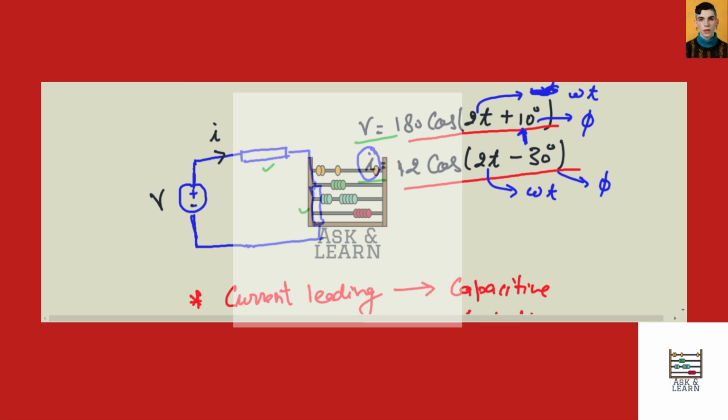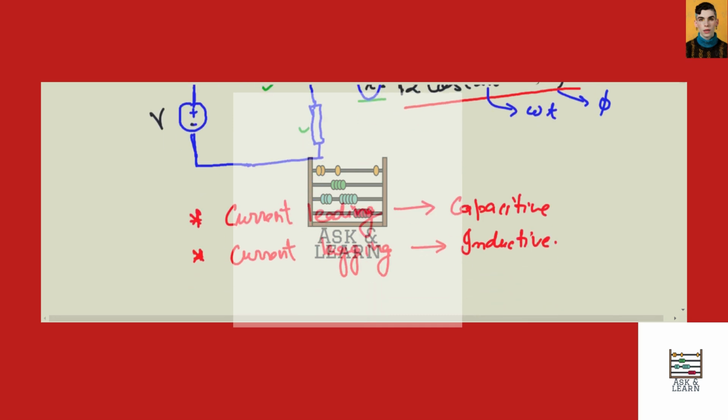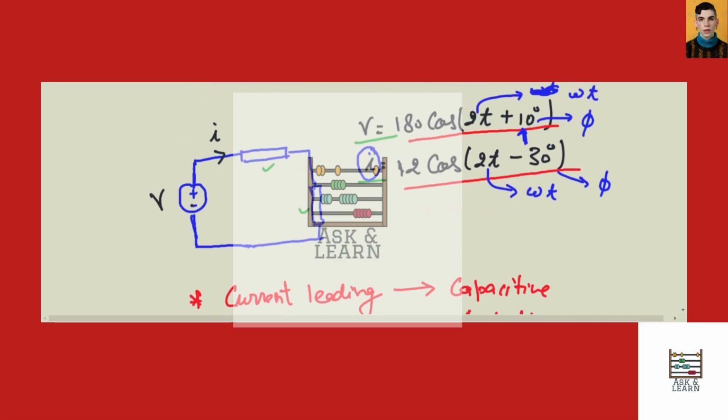So if the current is lagging, then our impedance will be inductive. It means one of the elements is an inductor, and one of the elements is a resistance. Let's suppose this is our resistance and this is our inductor, so this is our XL, right? Now we have to find out the values of these R and XL separately.